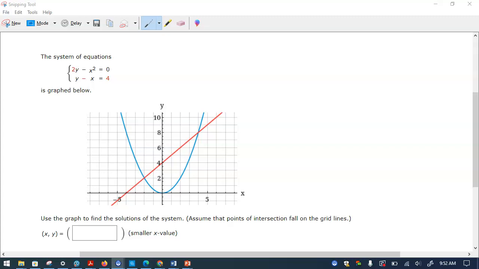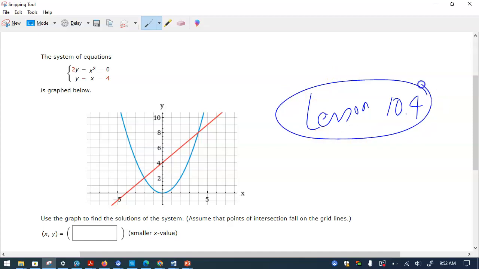Okay, student, this is lesson number 10.4. So I'm doing some of the practice problems. In the class we did some of them. I'll walk through this yet again so that I complete the whole 10 problems.